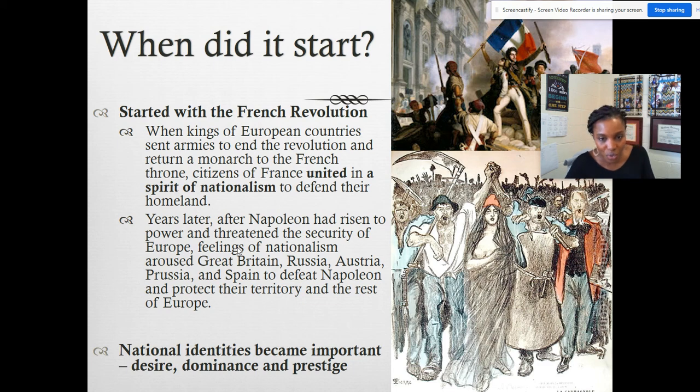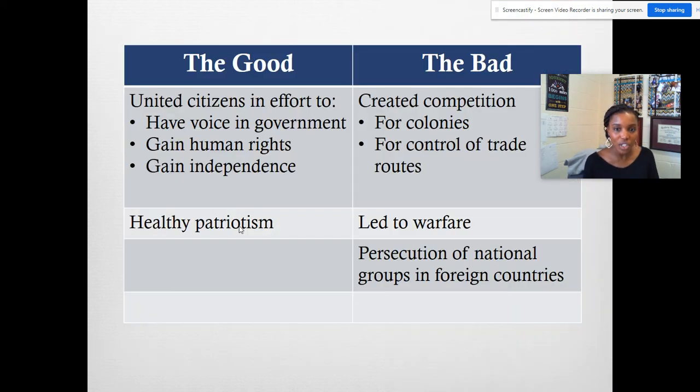We start with the French Revolution, and when Napoleon rises to power, other countries begin feeling this feeling and are like, okay, well, we've got to protect our interests also. National identities become important, and so do desire for dominance and prestige. So that's kind of where this feeling of nationalism begins with the French Revolution.